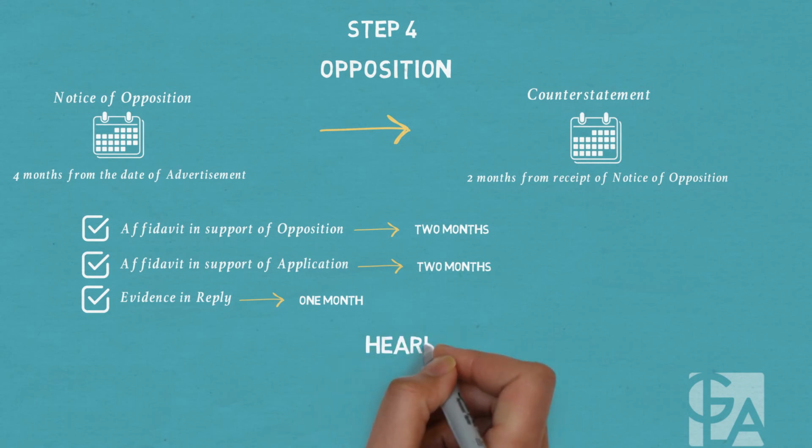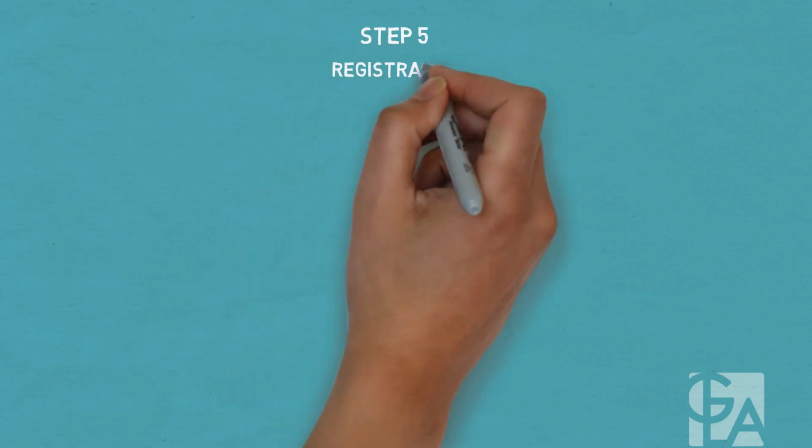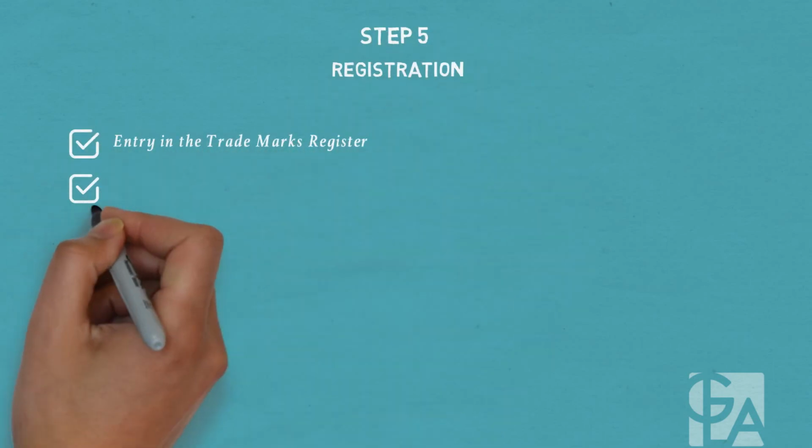Upon completion of the evidence submission stage, a hearing is appointed by the registry and the parties are notified of the same. The registrar, after hearing both the parties and reviewing all the evidence submitted, will determine whether the trademark should be registered or not, thereby bringing the opposition proceeding to a conclusion. However, the party aggrieved by the registrar's decision may challenge the same by filing an appeal before the Intellectual Property Appellate Board. On successful completion of the opposition proceeding, the trademark will be registered.